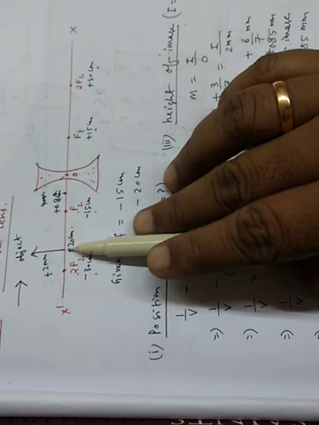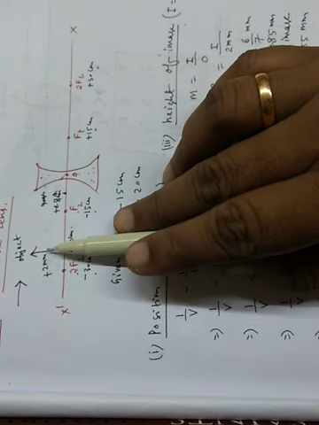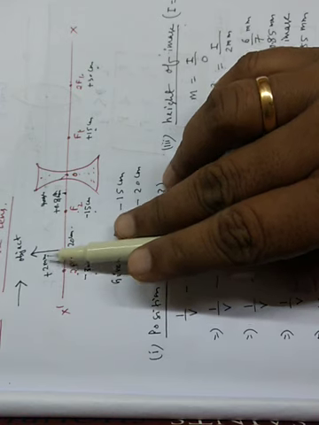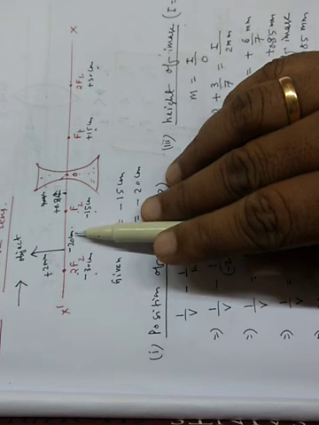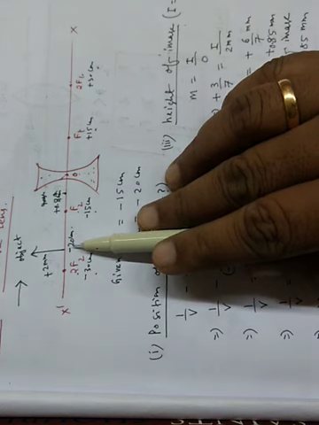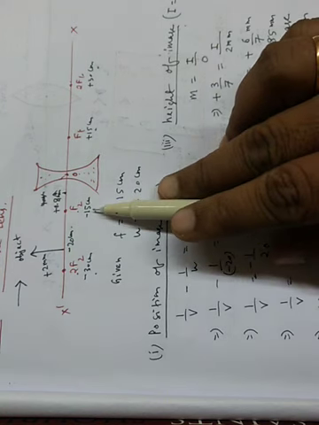Object is 20 cm means we have to mark here, this is the object. Height is plus 2 mm, plus sign is given due to upright. Now minus 20 cm is the given object position as it is on the left side. Focal length is negative also.